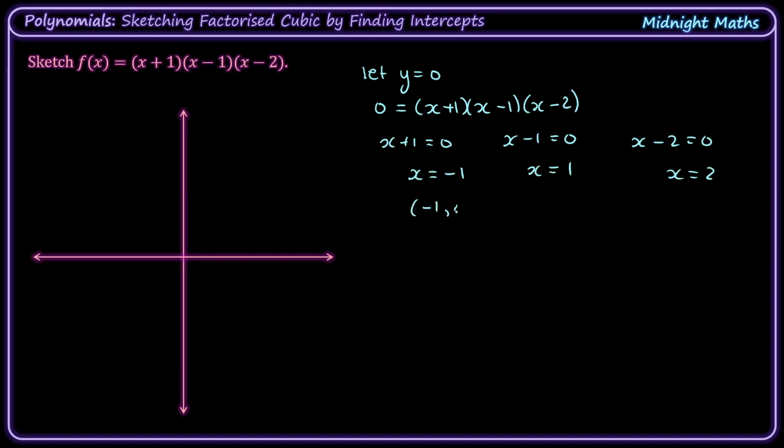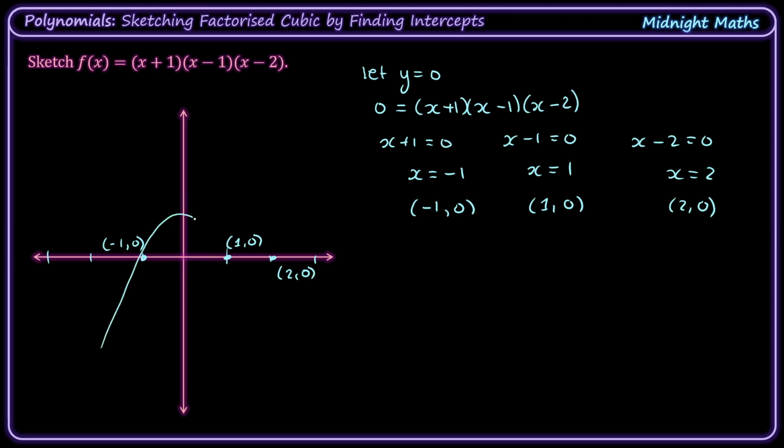And these are actually our x-intercepts. So we have minus 1, 0, 1, 0, and 2, 0. I'm going to put those straight onto our axes. I'm going to make a pretty big scale. So minus 1, 0 will be here, then I have 1, 0, and I also have 2, 0. Awesome.